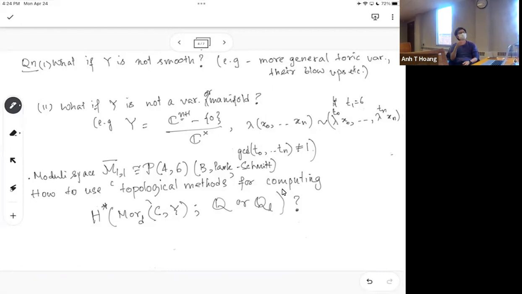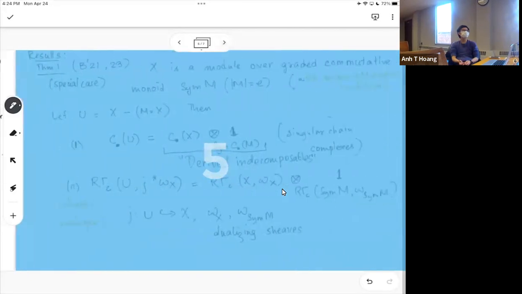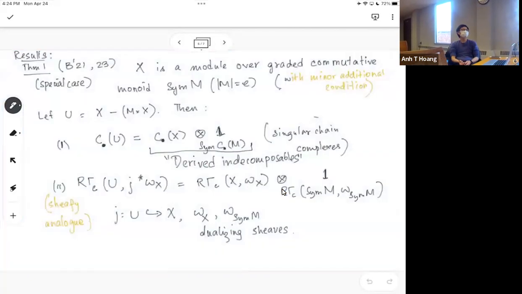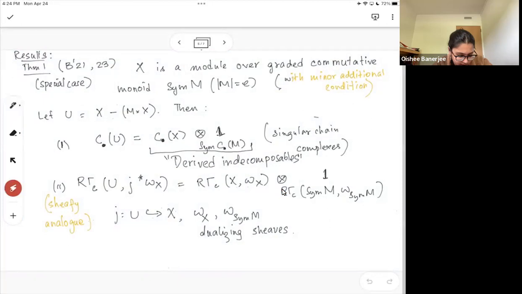Another thing on my mind. You said the theorem you stated is a special case. So how much more general can you make it? Right, great question.